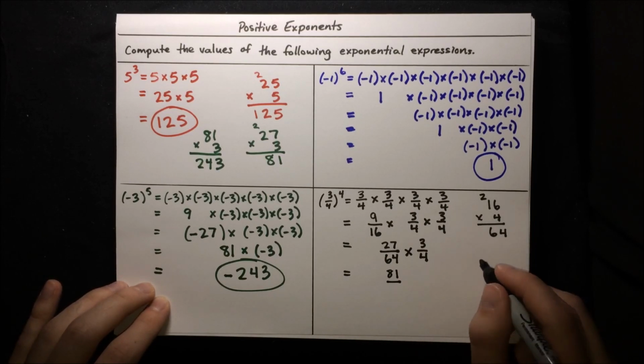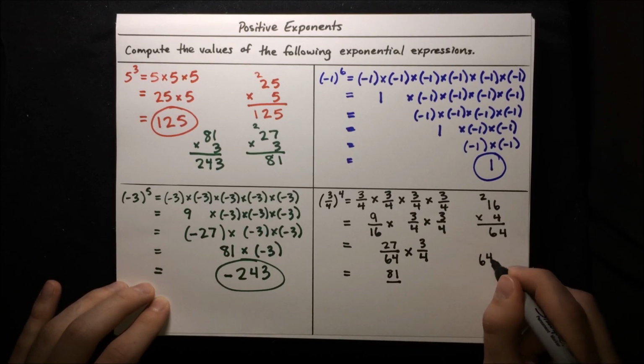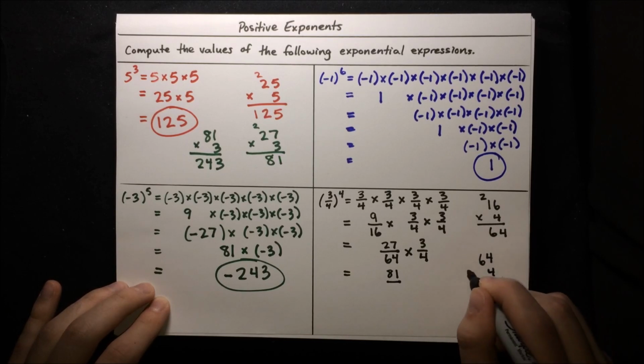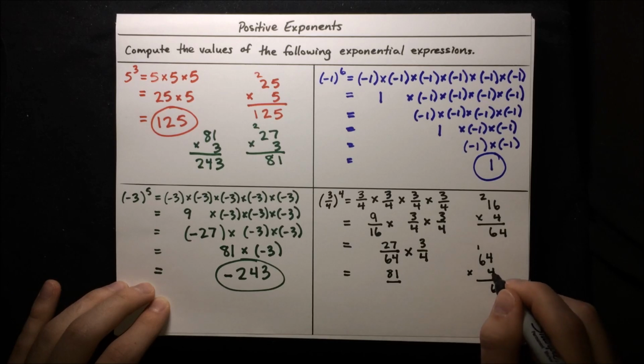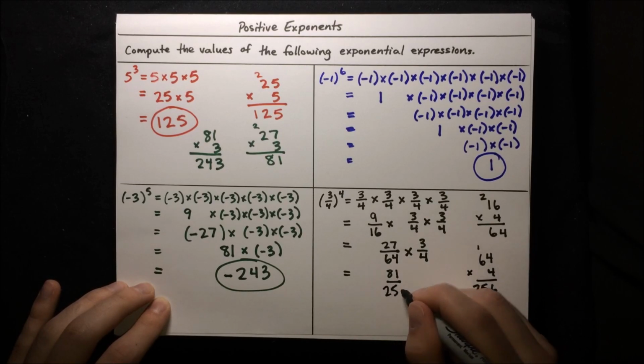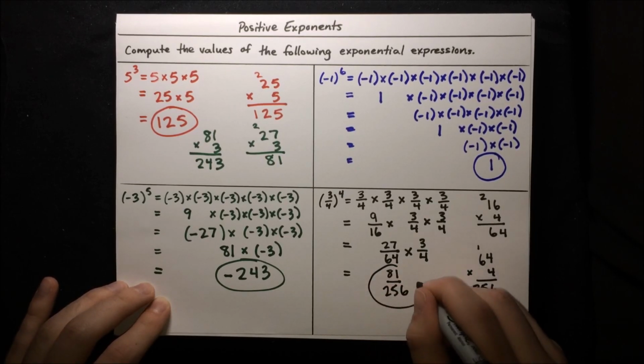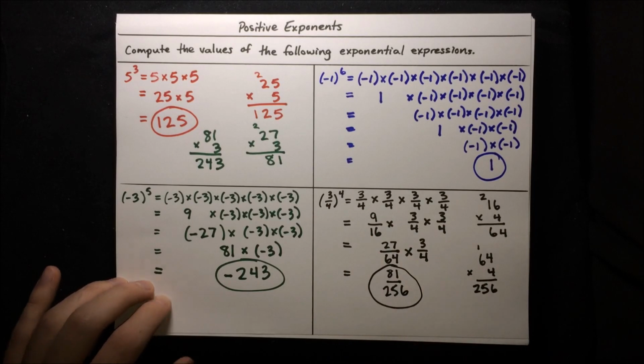So why don't we do that to the side here? So 64 times 4. 4 times 4 is 16. And then 4 times 6 is 24. Plus 1 is 25. So 256. And there we go. That is 3/4 raised to the 4th power.